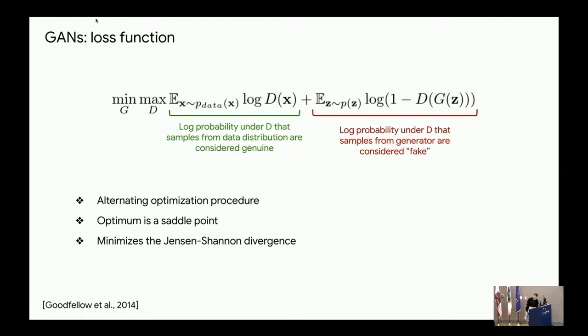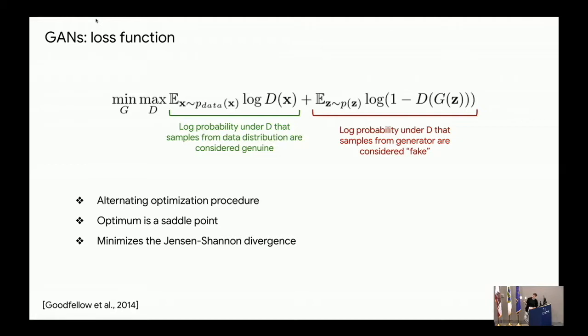So if you ignore the G stuff, this is just D optimizing a binary cross entropy loss function. And then here we have max over D, min over G. So this means that the generator is basically trying to fool the discriminator. And so the generator's gradient comes through, it gets backpropagated through D and then G. Again, as I mentioned, this is an alternating optimization procedure. The optimum is a saddle point.